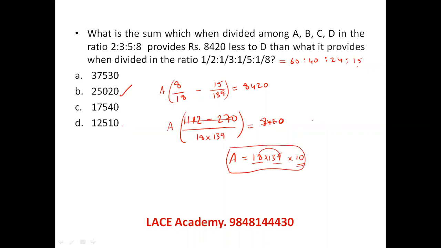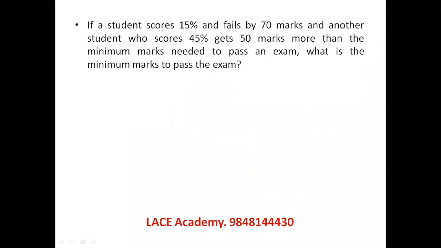Let us see what is the next question given. A student scores 15% and fails by 70 marks. Another student scores 45% and he gets 50 marks more than the minimum marks needed. So the difference of 30% here is taking them from minus 70 to 50, which is 120. So 30% difference equal to 120 marks difference. That means 100% of marks, which is maximum marks, equal to 400.